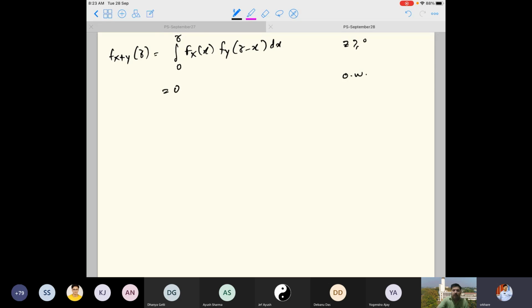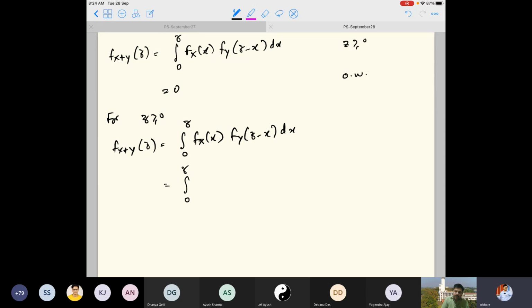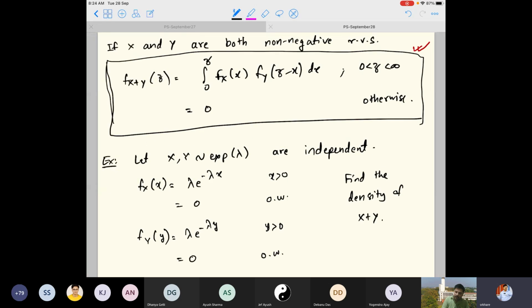So now basically we have to evaluate this integral, right? So for z greater than 0, what will you do? f of X plus Y at z is basically the integral from 0 to z of f_X(x) f_Y(z minus x) dx, and then you have to substitute, right? So 0 to z. So what is f_X(x)? f_X(x), for x greater than 0, you see this particular formula.